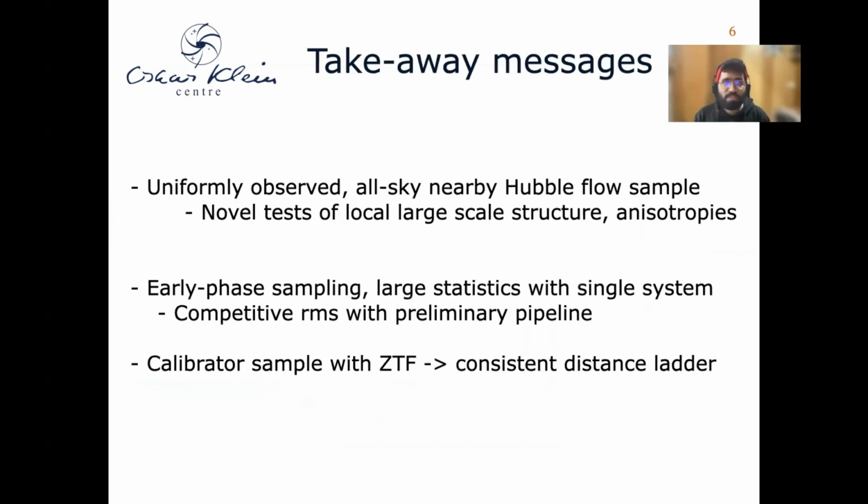Just the takeaway messages: we have a uniformly observed all-sky Hubble flow sample, along with calibrators that have been observed really densely with the ZTF cadence, and independent distances will be ongoing. This early phase sampling, along with large statistics from a single system, is something that is extremely competitive for cosmology in the future. The RMS already is looking very promising, even with the preliminary pipeline, and updates to this pipeline are on the way. So, I'd say stay tuned for the distance ladder, as well as following data releases and analyses. Thank you.